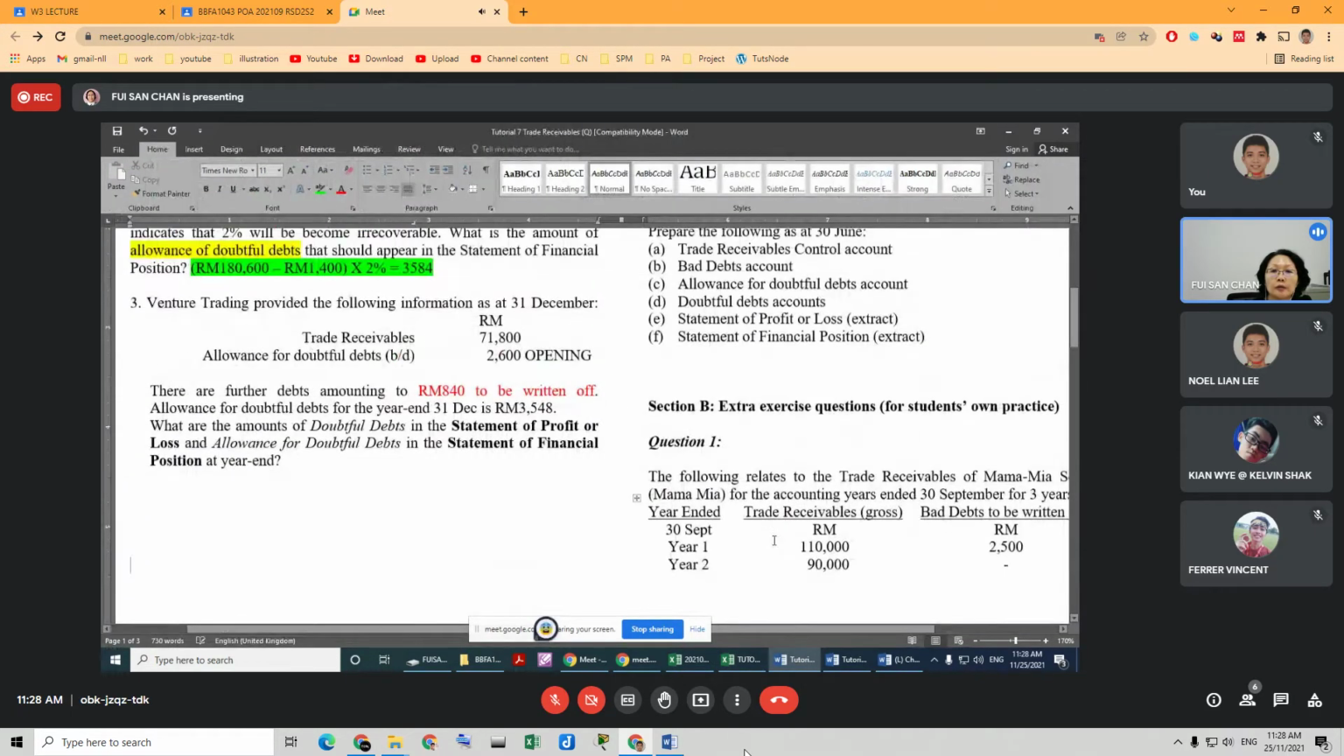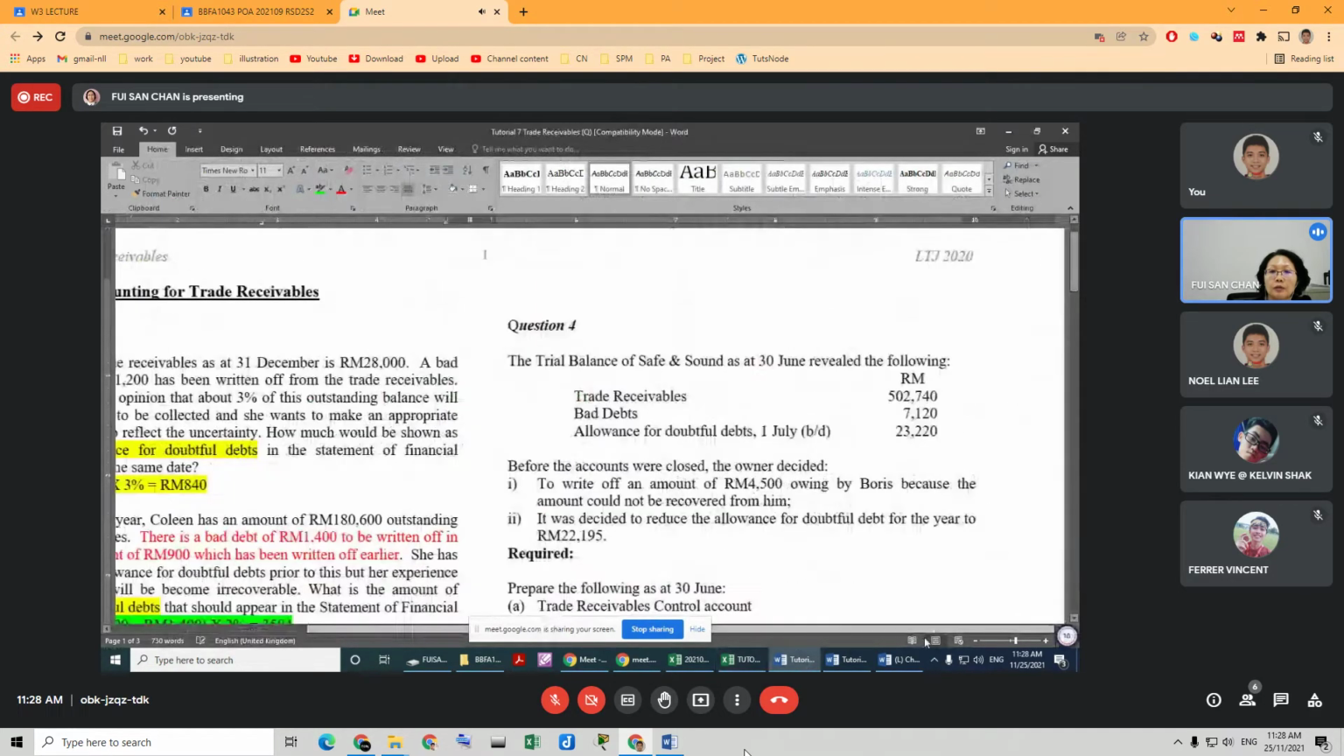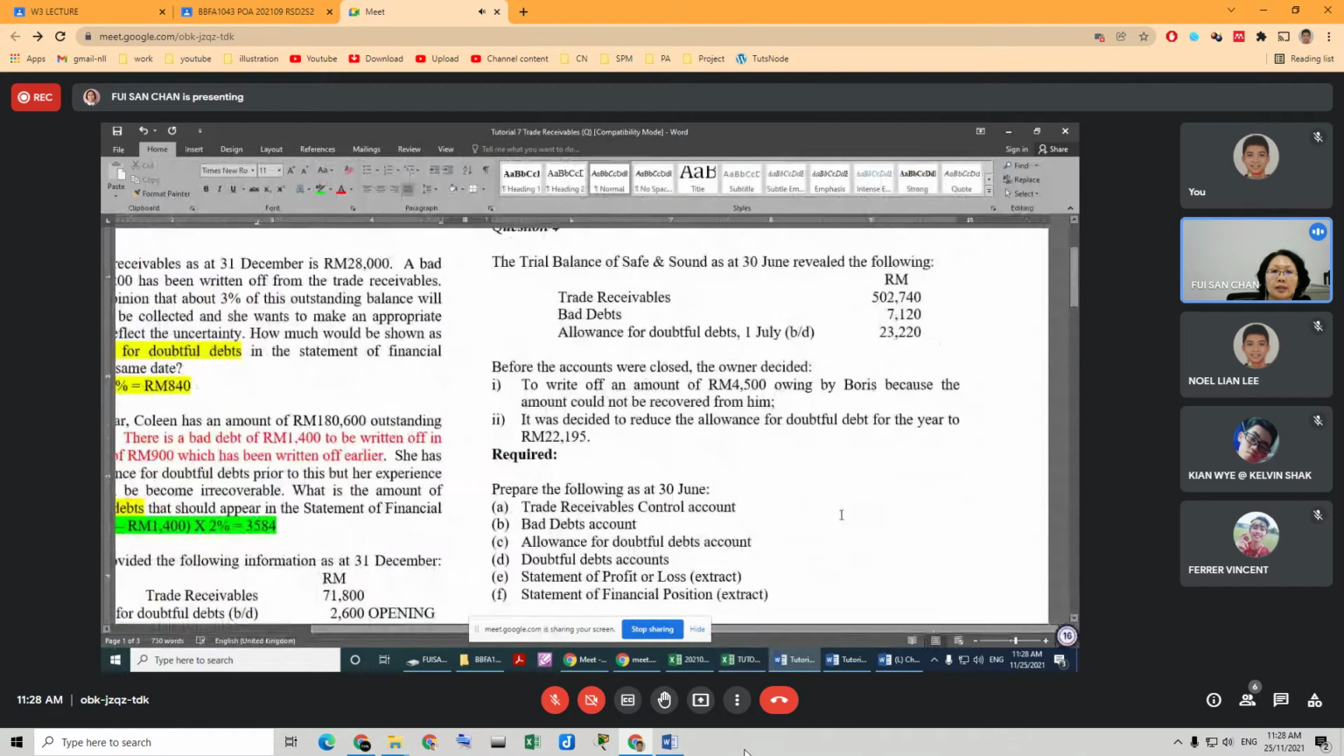Okay, now for question 4. The trial balance of Safe and Sound as at 1st June, review the following. Okay, I think we look at what we need to do first. Trade receivable control account, bad debts account, allowance for doubtful debts account, SOPL, SOFP. Extract means you just show the part that you are able to fill up, right? Wow, a lot of 6 different things. So trade receivable, this is shown at the trial balance. Trade receivable, you have this much, bad debts, you have this much, allowance for doubtful debt, this much. See, this is opening.